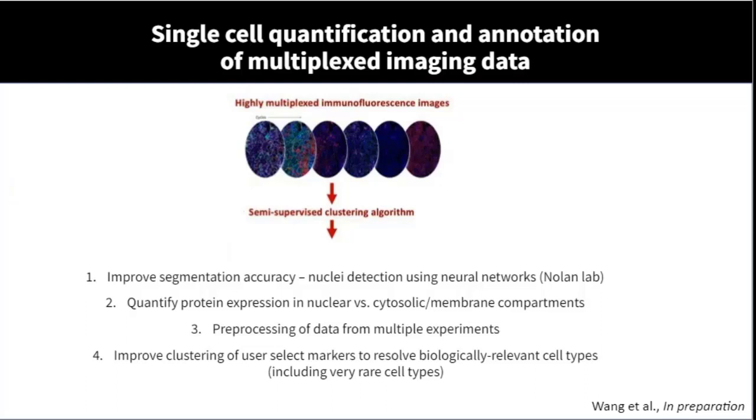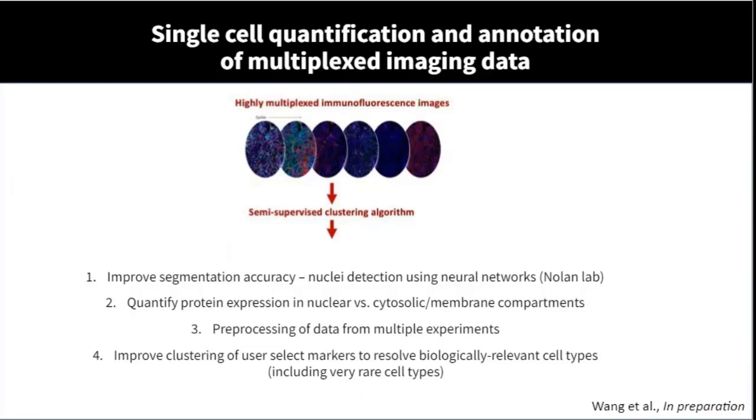Beyond that, we're now able to include pre-processing of CODEX data from across multiple experiments and automate the removal of autofluorescent cells and debris that were left over from the neural network segmentation of nuclei. And then, of course, improving the clustering of these user-selected markers. If we think about CODEX and CITE-seq, where we've chosen the antibodies that are included in the antibody panels, it makes it more robust for clustering.